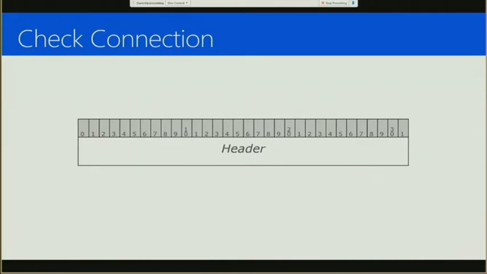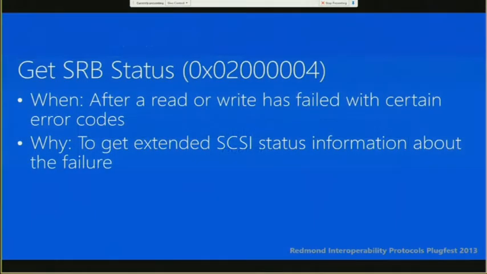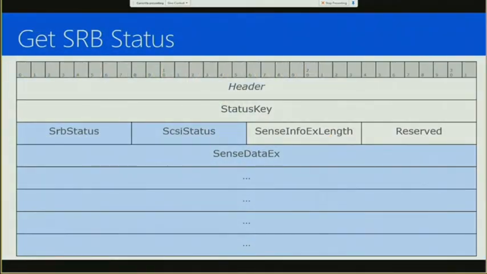It's pretty simple. It just returns the status code in the header. OK, get SRV status. I'm going to describe this. I'm not going to describe why we do it right now. This is what we use to get our extended status information. And let me be clear, I'm going to describe why we do it later. Same header. And then these are keys and SCSI status and SRV status. This is all the same that I described before. Status key is another thing defined by the SCSI spec.